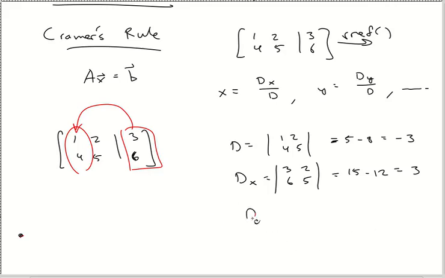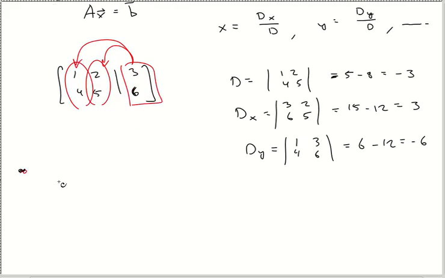Cool. My dy is very similar. I'm going to replace my y column now with the answer column. And so then I got my 1, 4 original x's, and then the 2, 5, no more, not 2, 5. It's 3, 6 now. 6 minus 12 is a negative 6.